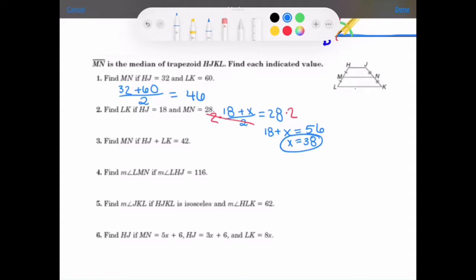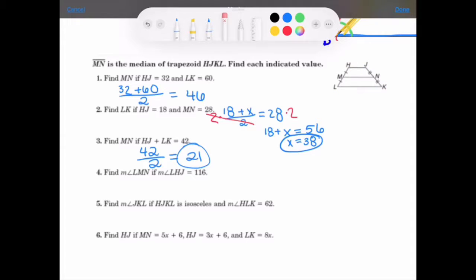So this is the sum of HJ and LK, and that's 42. Typically when we do this, we would find the sum of those and divide by 2. But now we don't have to find the sum, since it was given to us. So all we have to do is 42 divided by 2, and we get 21. And that's it. That's what MN is. That's what our midsegment is. Okay? Moving forward.